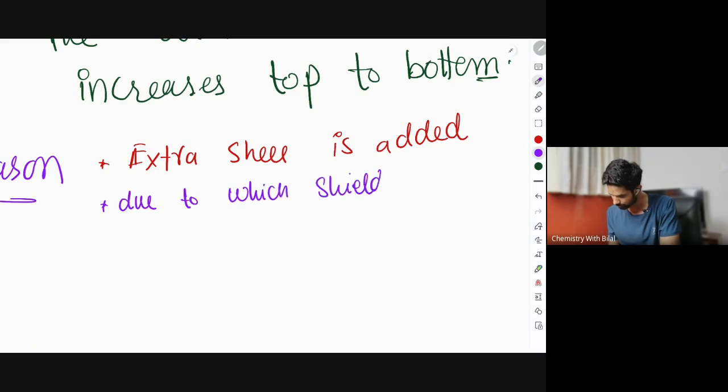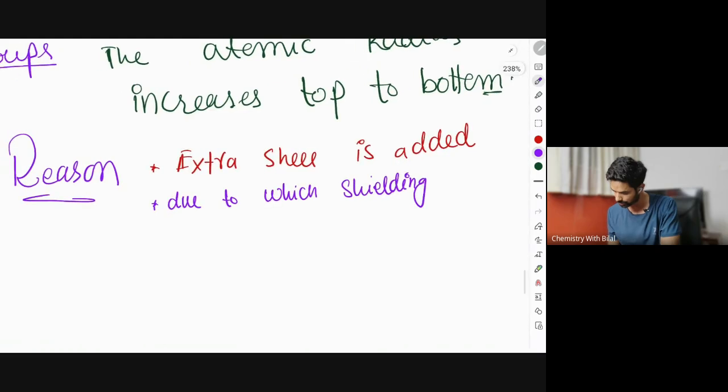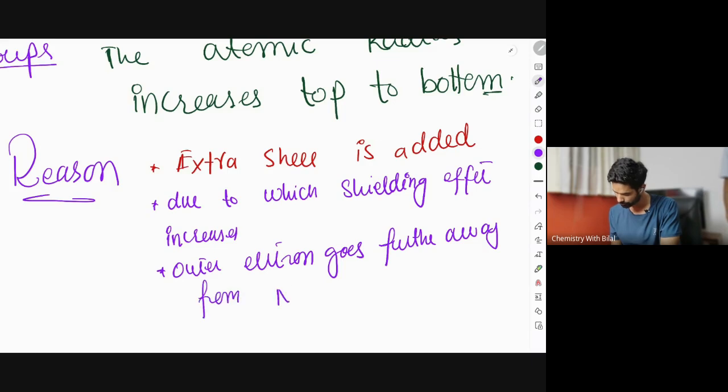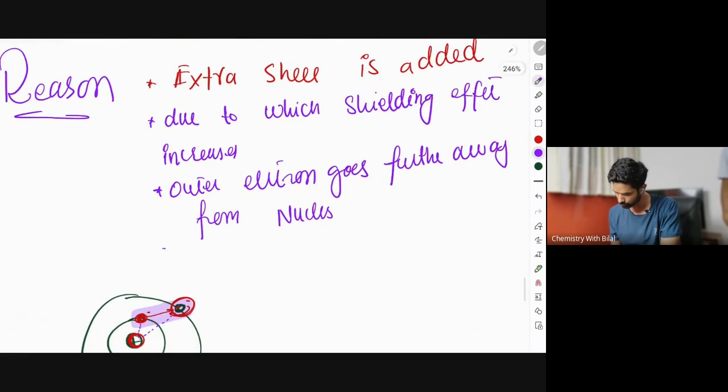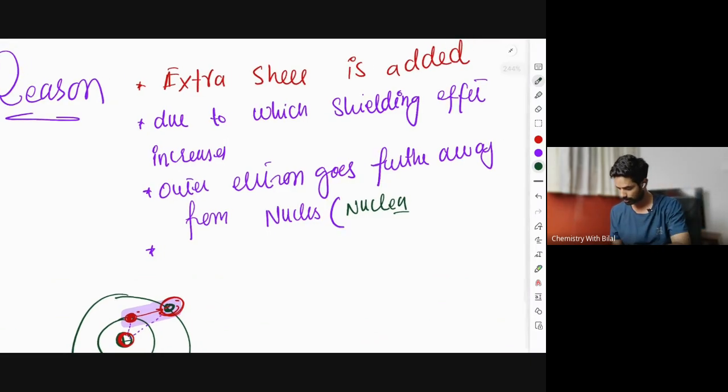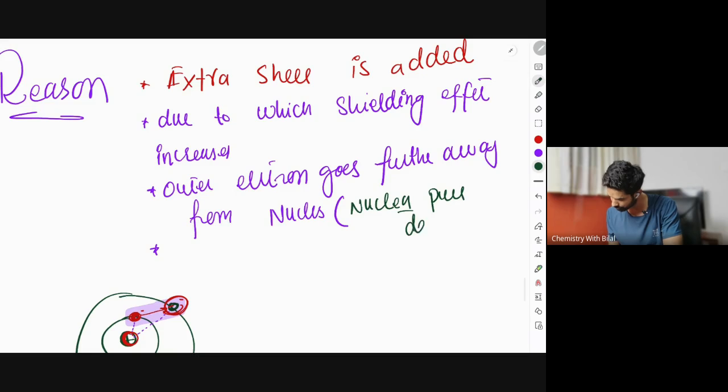Now I will also have everyone write the definition of shielding effect. Due to which shielding effect increases, so the outer electron goes further away, further away from the nucleus. So we can say that nuclear pull decreases. If something gets away from the nuclei, the nuclear pull will decrease for that particular electron or for that particular shell. So nuclear pull decreases.